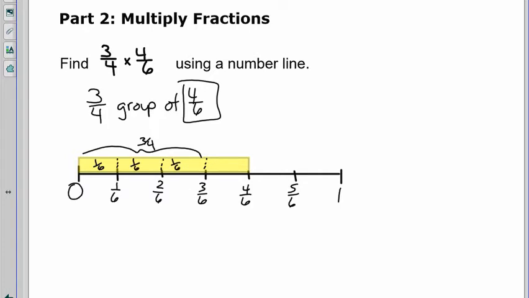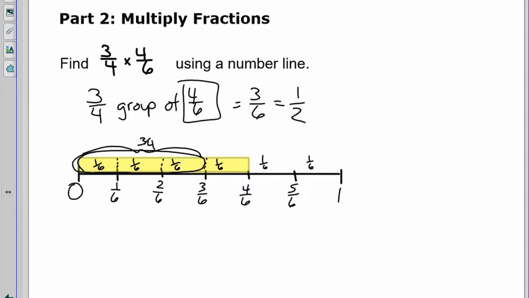Okay, so if I look at this picture, again, this is 1/6, this is 1/6, this is 1/6, and this is 1/6, so on and so forth. The part that I'm trying to find, 3/4 of the 4/6, is 3/6. Divide top and bottom by 3, I get 1/2.